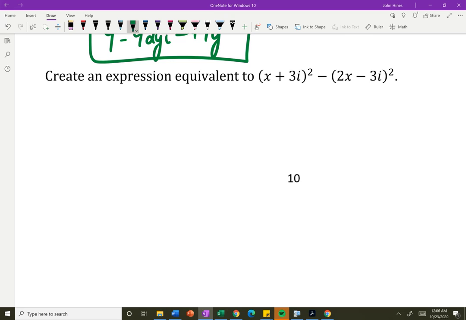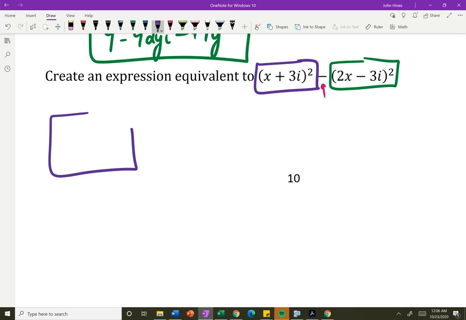Create an expression equivalent to (x plus 3i) squared minus (2x minus 3i) squared. So we need a game plan here. We've got to square this. We've got to square that. And then finally, step 3 is to subtract. So first we've got to square.